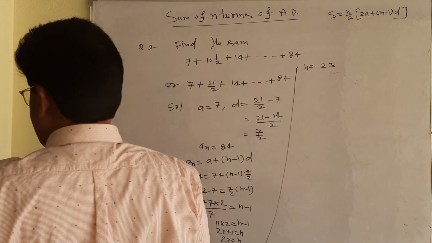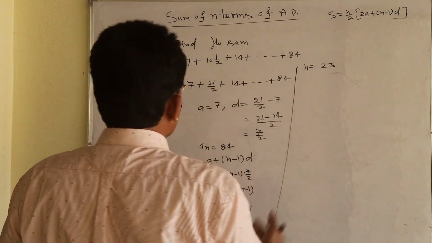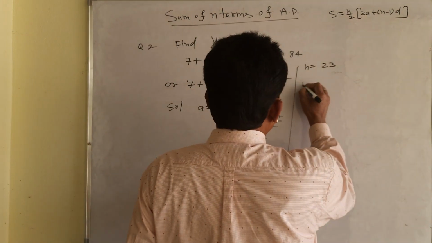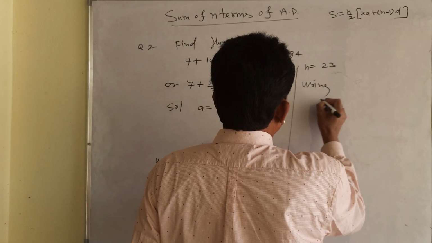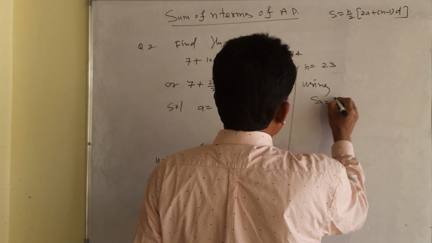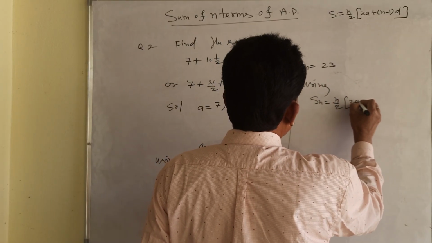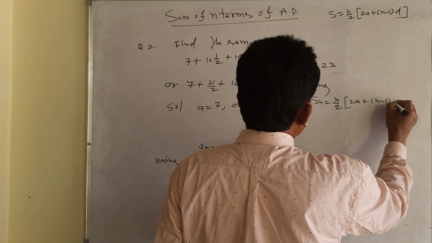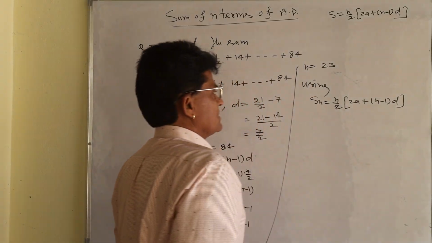Sum of this sequence you can find out. You find out its sum now using the sum formula. What is the sum formula? Sn will be equal to n upon 2 [2a plus (n minus 1) into d]. This is the formula.